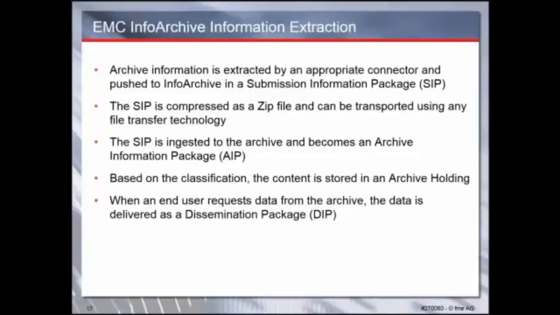Okay, and here we have a bit more of a description of what these submission information packages are. It's really the container, if you will. It's a container that stores a set of files that are going to be transported into the ingestion process. So the SIP is ingested to the archive, and that's what becomes the archive information package. Based on the classification, the content is stored in what they call the archive holding. So when an end user wants to request that data from the archive, the data would then, as I said earlier, be disseminated into the dissemination package, which would be the DIP. So let's go to the next slide.